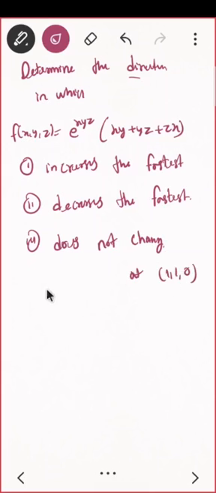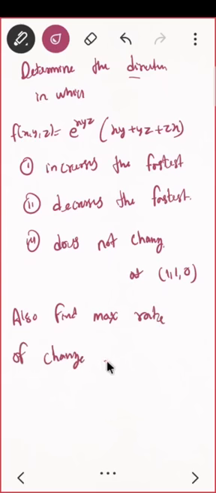Okay, also find the maximum rate of change of f at that point. So this is the question: determine the direction in which the function increases the fastest, decreases the fastest, and does not change. Whenever you see this, the first thing you have to calculate is delta f.